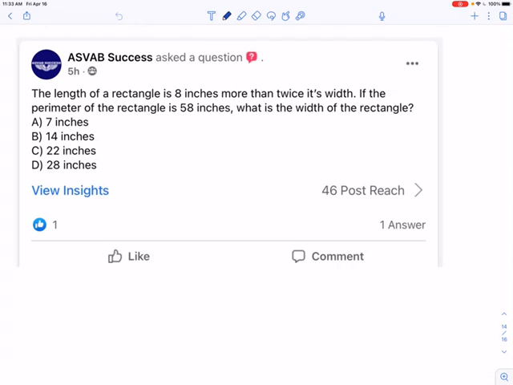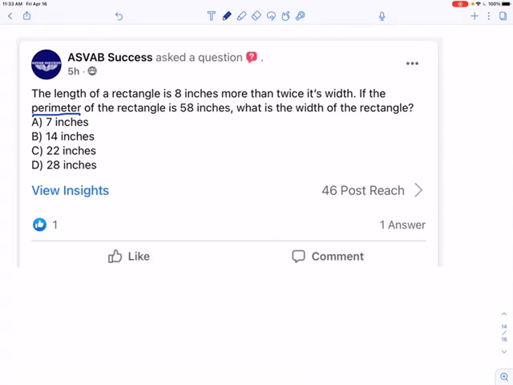First question says, the length of a rectangle is 8 inches more than twice its width. If the perimeter of the rectangle is 58 inches, what is the width of the rectangle? This has to do with perimeter, right? We know because it says it here. And it's actually an algebra question. We know that because it's giving us all this, like, twice something, more than something, that means we're going to write some kind of equation to help us solve for this.